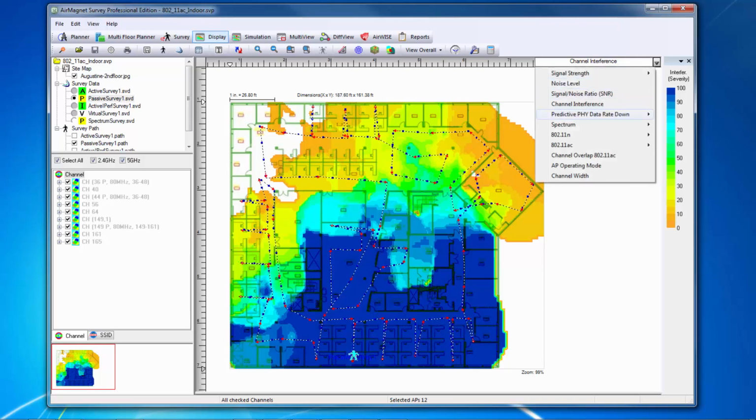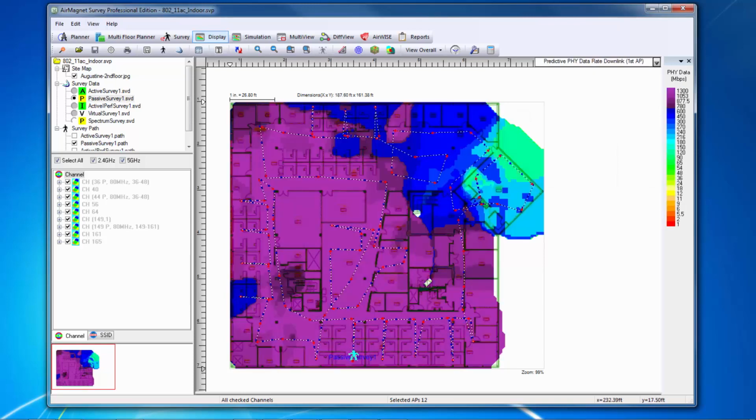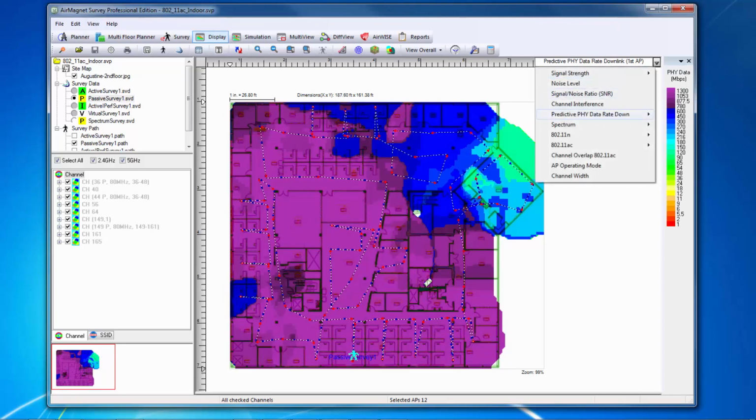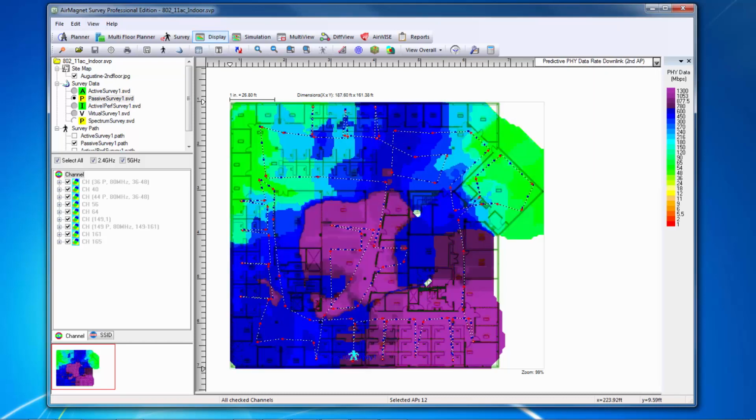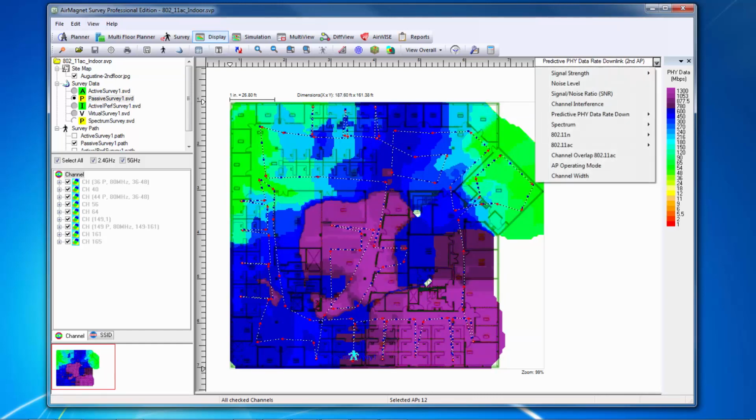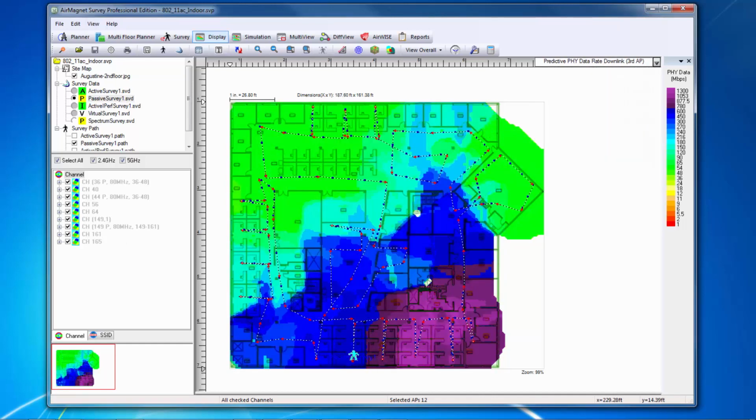The predictive PHY data rate down heat map also can be shown for first, second, or third most strongly heard access points. The predictive PHY data rate heat map will show, in megabits per second, the expected PHY data rate at each location throughout the site.